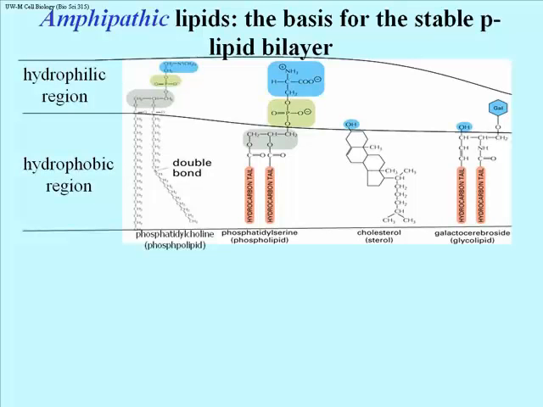And the hydrophilic region can vary, but typically contains charged groups like nitrogens. Here you see nitrogens or even phosphates. Phosphatidylserine and phosphatidylcholine actually have both positively charged nitrogens, amino groups, as well as phosphates.